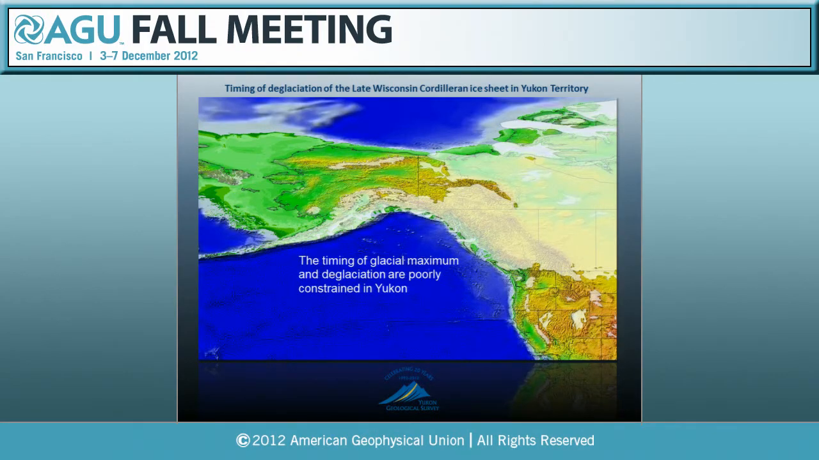The timing of the deglaciation is poorly constrained. There is a lack of organic material associated with the glacial maximum adjacent to the ice, or even within the limits shortly after deglaciation. So using radiocarbon isn't really an option for reconstructing the timing. That's the location of our study area in the northwest margin.